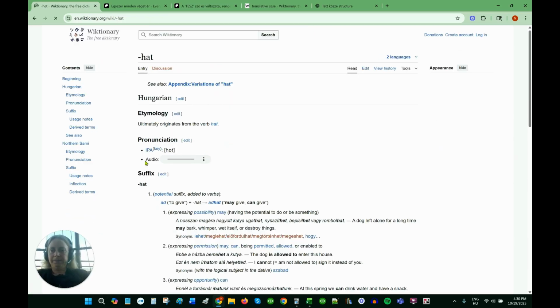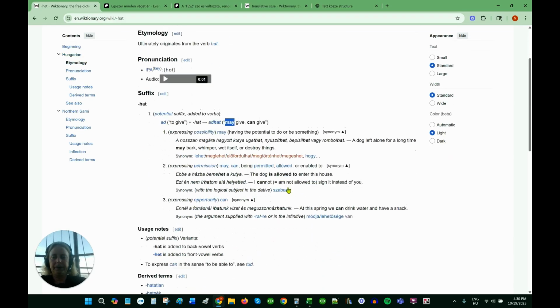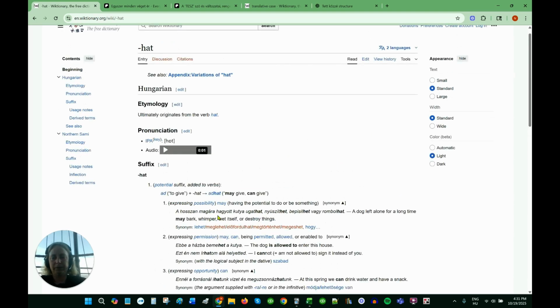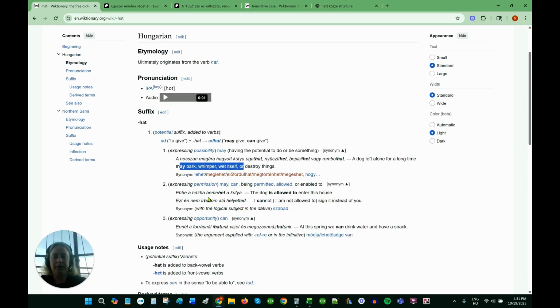If we click on it, it means that somebody can do something, or they may do something. All right, so there's either a possibility, there's permission, or the opportunity exists for somebody to do this. At the spring, we can drink water and have a snack. Or a dog left alone for a long time may bark or wet itself or destroy things, so that's a possibility. Or if you want to say permission, hey, bemehet a kutya, so the dog can come in.